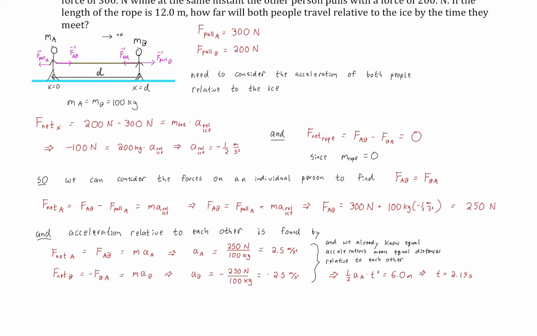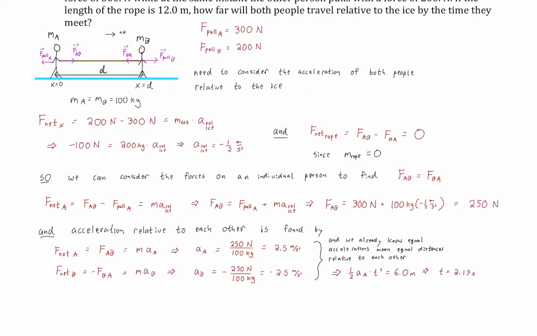Okay, good. That makes sense. So they're going to meet in the middle. They're both going to travel 6 meters relative to each other. That's how I knew to plug in 6. And then all I did is find the time for them to meet based on the acceleration that they both share in magnitude at least. So this is a distance, not displacement.